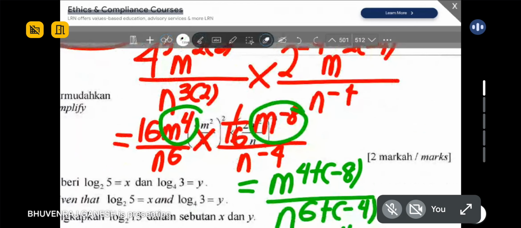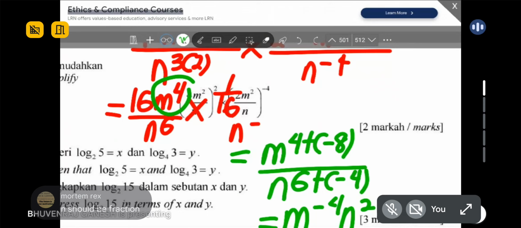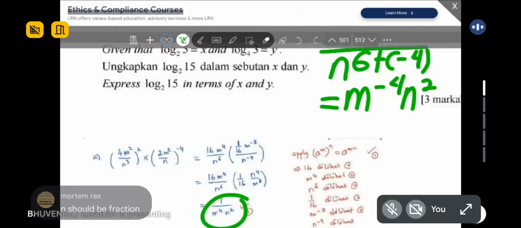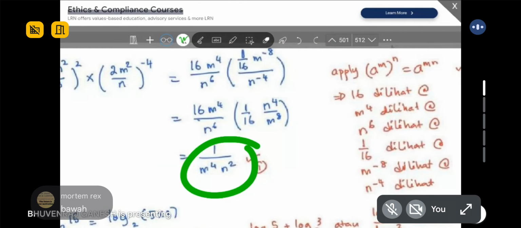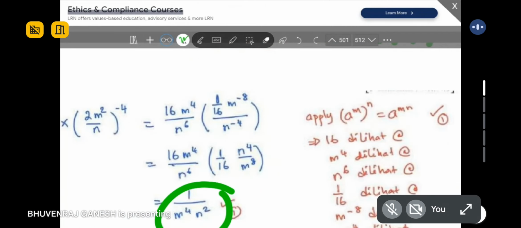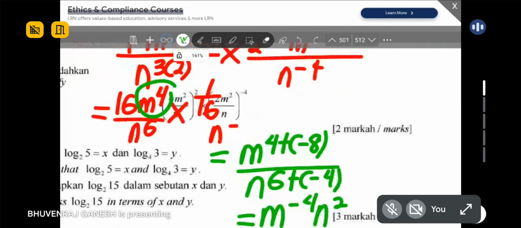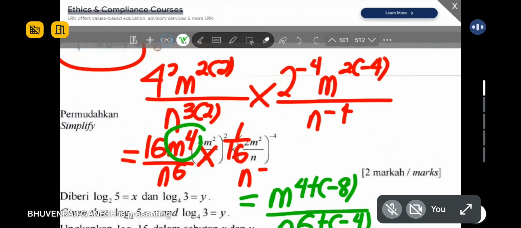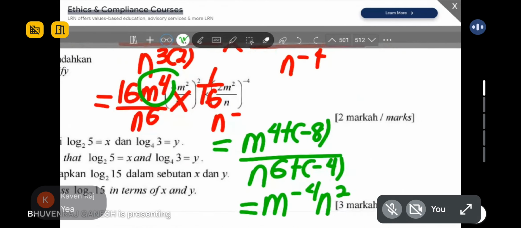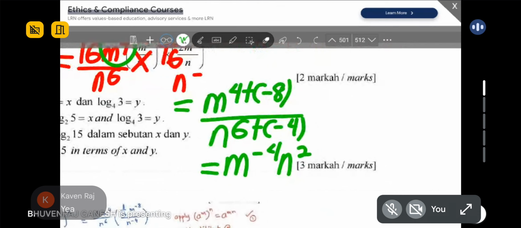Wait, guys, let me check and see. N power -4. Correct lah? I think it's correct. Yeah, this one is supposed to be n square on top. N should be a fraction. Wait, did I make any mistake? 6 plus -4. It's a times, right? So, and oh yeah, oh my god.